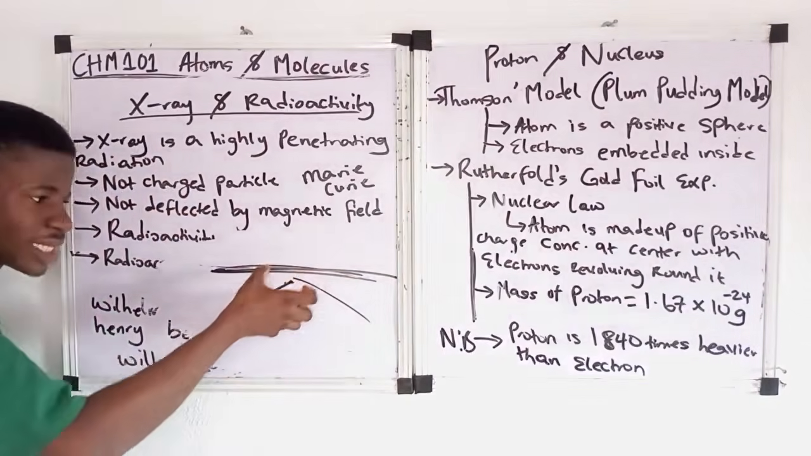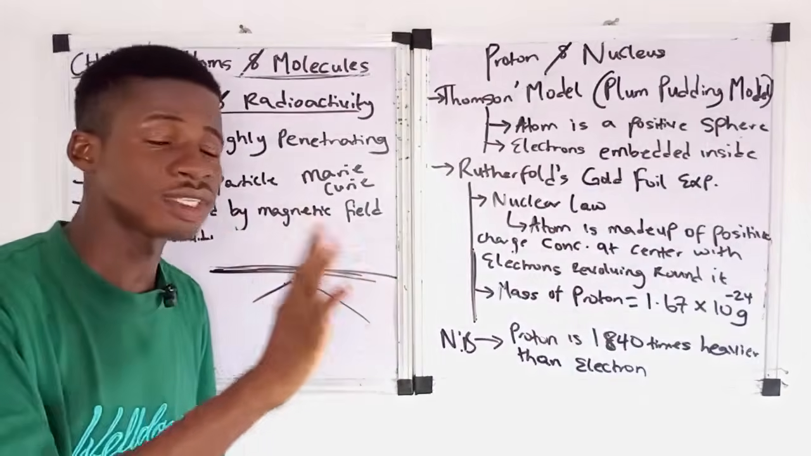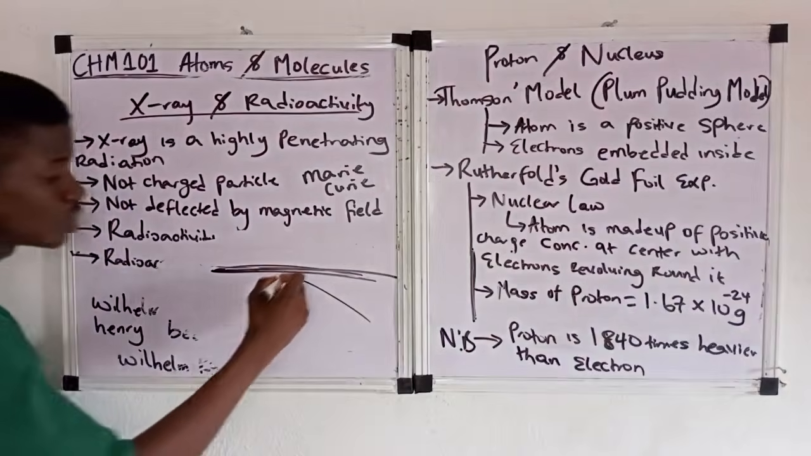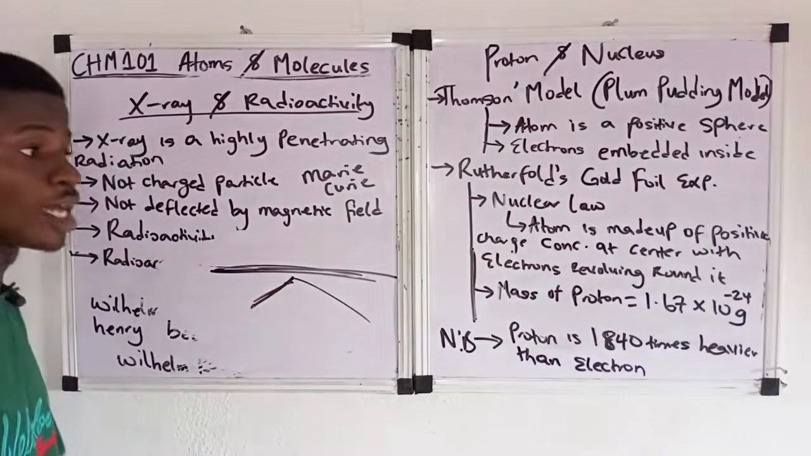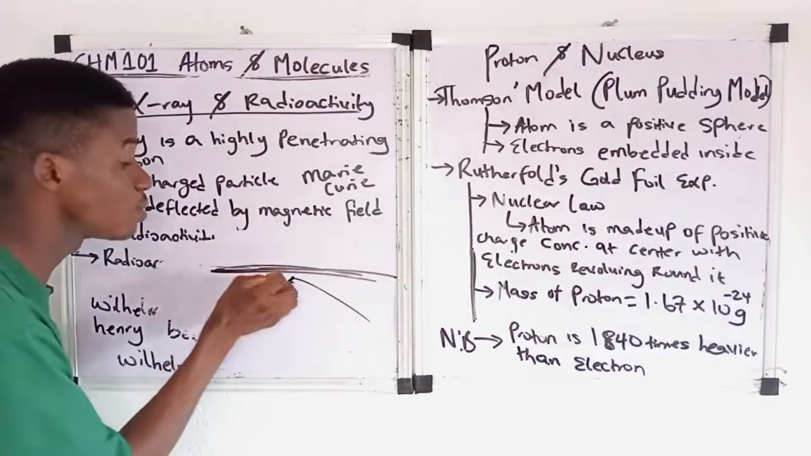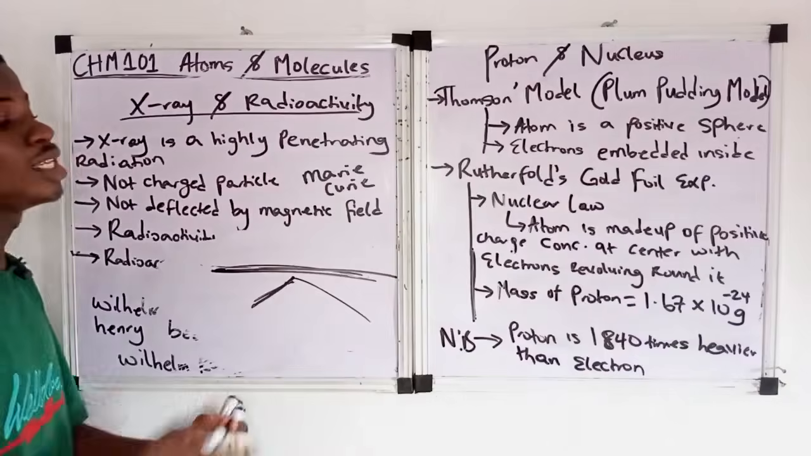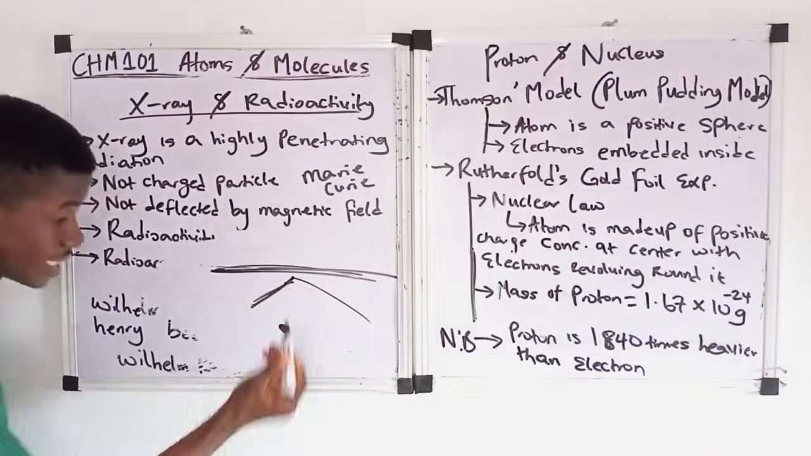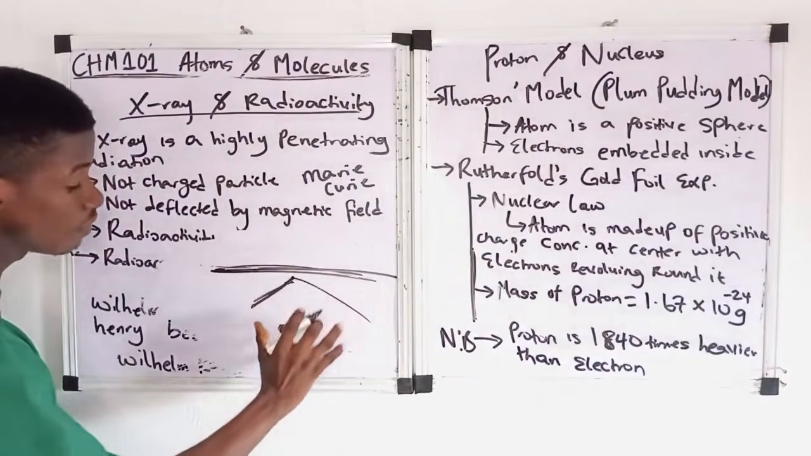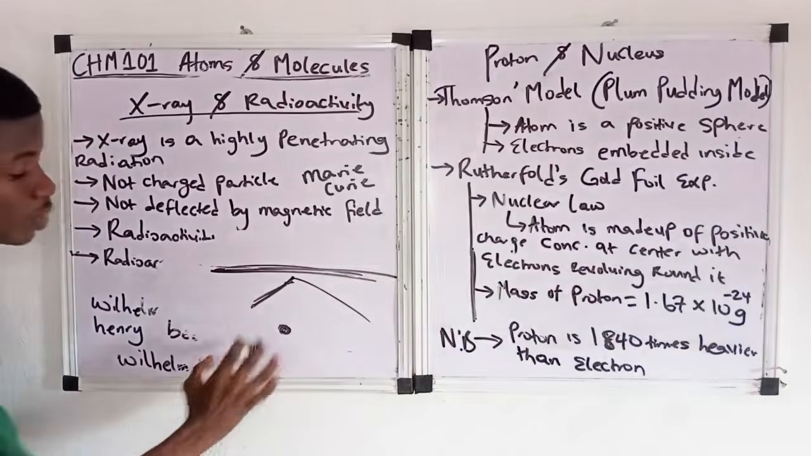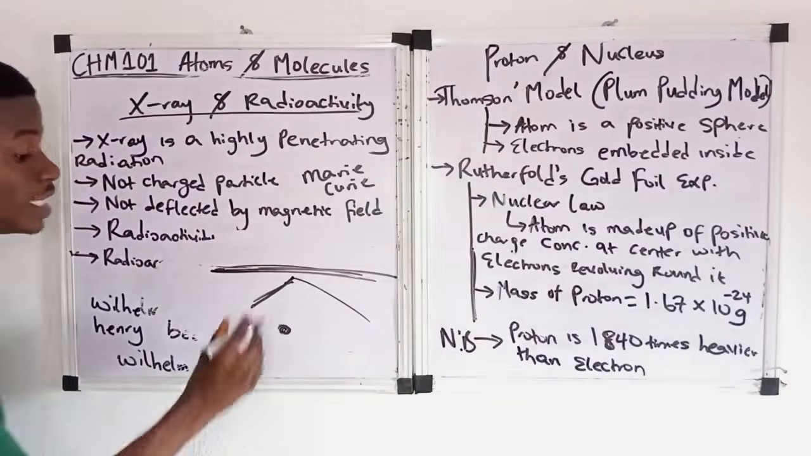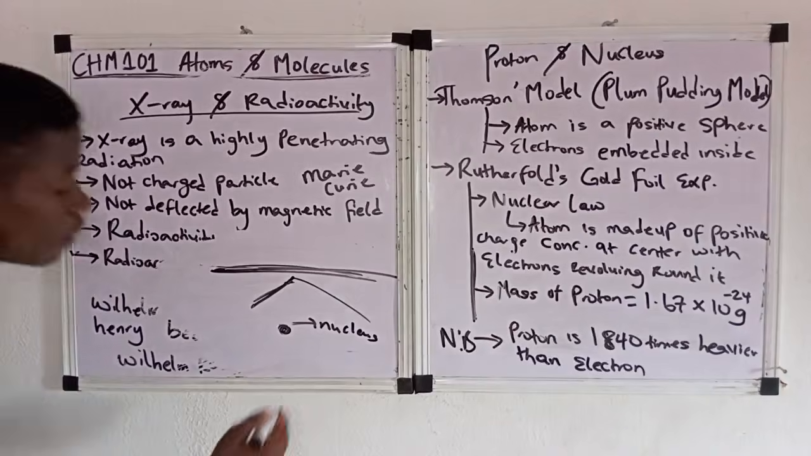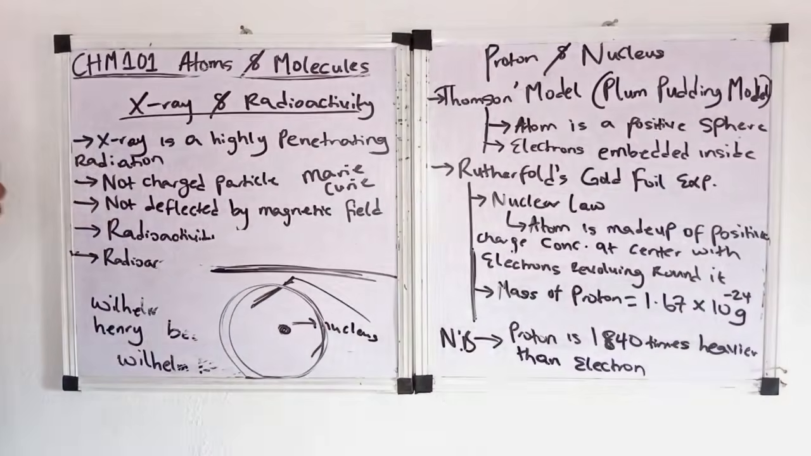Some of them bounced back. Remember, like charges repel. So some of these alpha particles bounced back, which tells you that the center of the atom contains a positively charged particle. This is where he gave the nuclear law that states that an atom is made up of a positive charge center where all of its mass is concentrated. This positively charged center is called the nucleus, and revolving around the nucleus are the electrons.